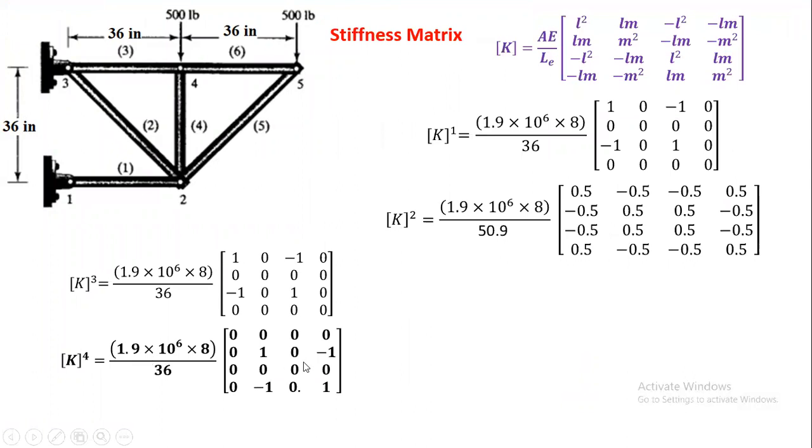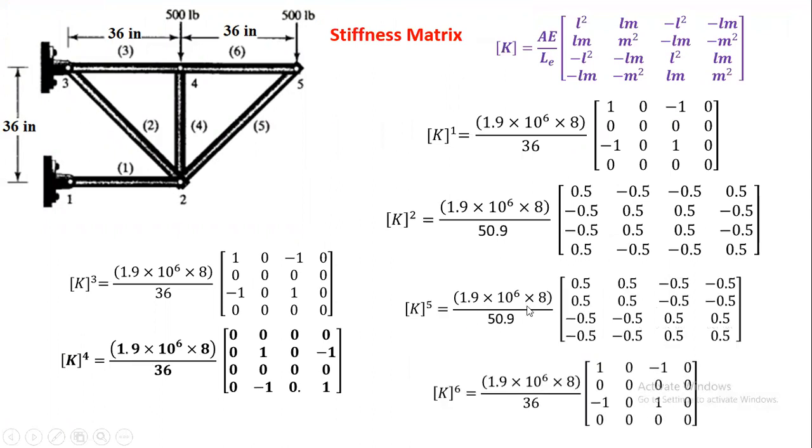This is the stiffness matrix for the fourth element, and the stiffness matrix for the fifth element. Again, you see here this is 1.9 into 10 raised to 6 into 8, and the length of the fifth element is 50.9. Now here it is 0.5, again cos 45 square, cos 45 sin 45, minus cos 45 square, minus cos 45 sin 45. Now this will give the stiffness matrices.